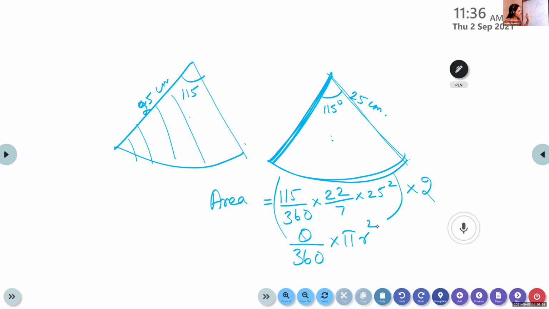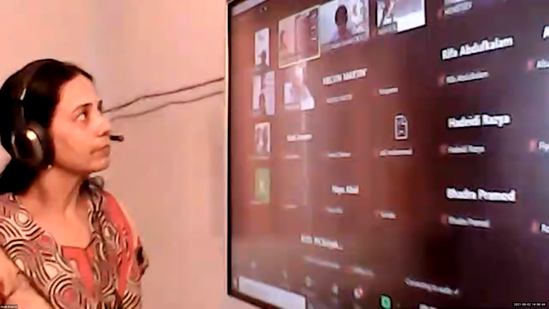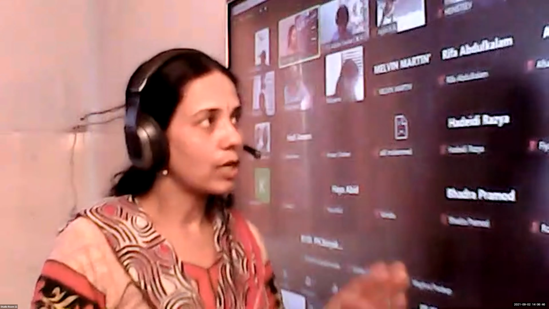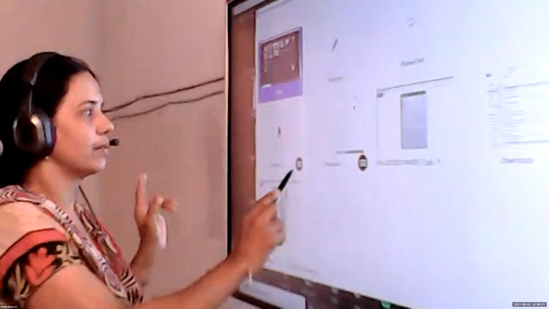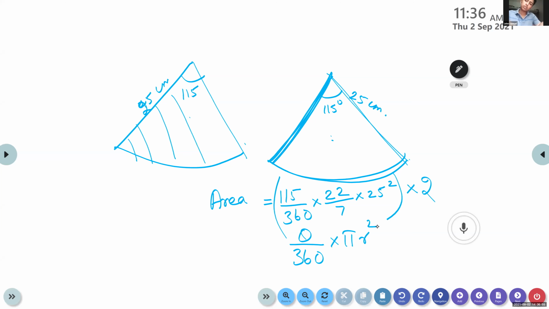Okay, note down this 11th one also as homework. These are all important questions, some application level questions. So the required area will be the area of the sector into 2.